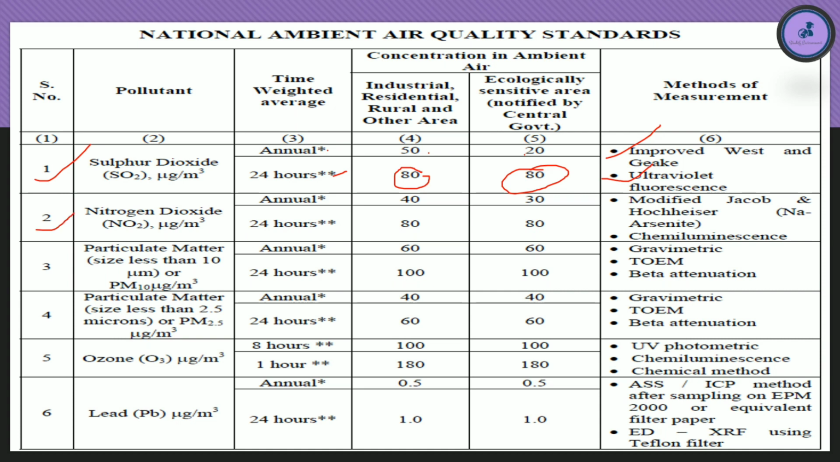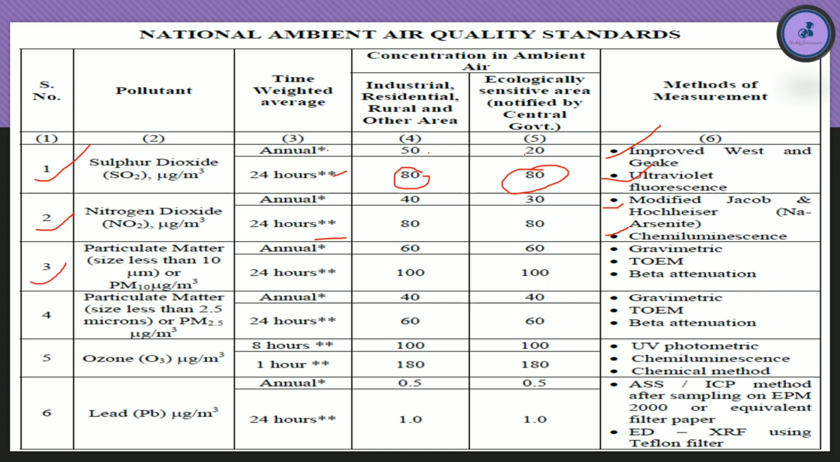Okay. Next gas is nitrogen dioxide. It is also measured in microgram per cubic meter. Its annual concentration in industrial and ecological sensitive area is 40 and 30 respectively. For 24 hours, its value is 80 and 80 for both the areas. It is measured by the Jacob and Hochheiser method and chemiluminescence method.